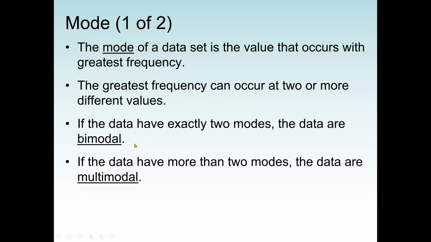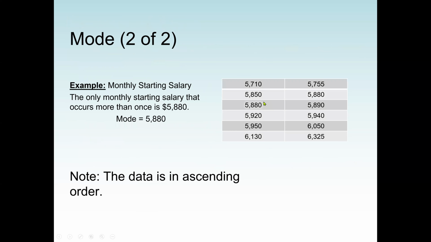Sometimes we may have bimodal. Maybe we have 2 values that appear 10 times. Since they are both 10, 10, both of them are modes. So we have 2 modes, called bimodal. We may have multimodal, 3, 4, it depends on the data set.